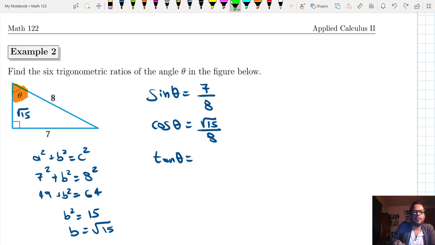In this case, 7 divided by the square root of 15, all right? However, be careful here because you may not want to leave radicals in the denominator, so you might want to rationalize these denominators by multiplying and dividing by the square root of the number in the denominator.